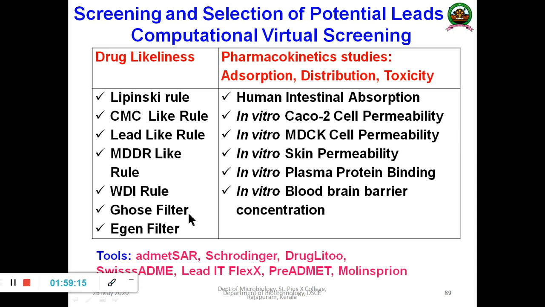And how will you do this? You have so many software tools: ADMET Predictor, Schrodinger, DruLiTo, SwissADME, LeadIT, Fluxus, PreADMET, Molinspiration. For all of you, you can use the ADME module, which is in the Schrodinger package. LeadIT and Fluxus are commercial ones. Then PreADMET and SwissADME. There is a beautiful paper about SwissADME published in Scientific Reports. That is freely available, and you can use that. So these are the common filters.